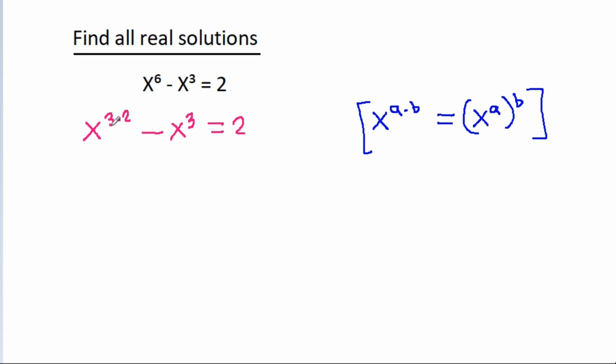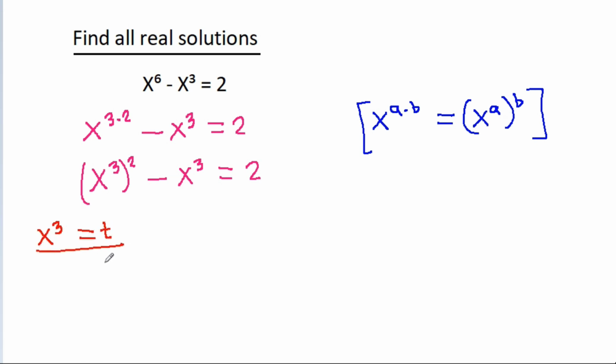So x^(3×2) will be (x^3)^2, and the equation becomes (x^3)^2 - x^3 = 2. And if we take x^3 = t, then it is t^2 - t = 2, and it is t^2 - t - 2 = 0.